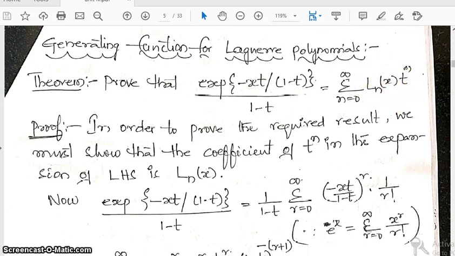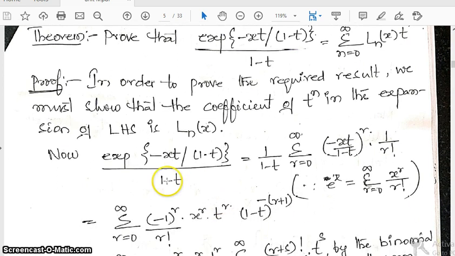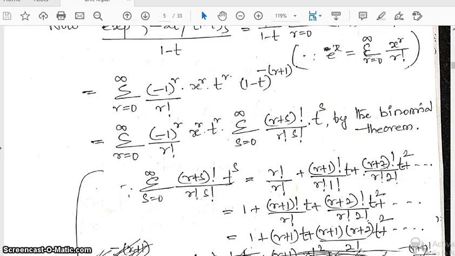So now we will take the LHS, that is the exponential of minus xt by 1 minus t, divided by 1 minus t, equal to 1 by 1 minus t into summation. This is in the form of e to the power of x, and we know that e to the power of x can be written as the summation of x to the power of r by r factorial. So the summation over r, where x here is minus xt by 1 minus t, whole to the power of r by r factorial.